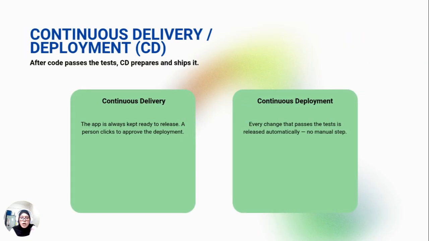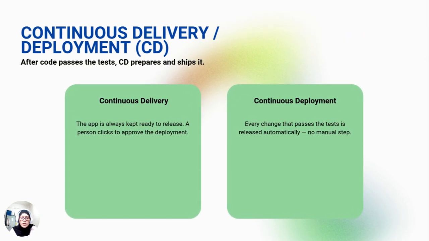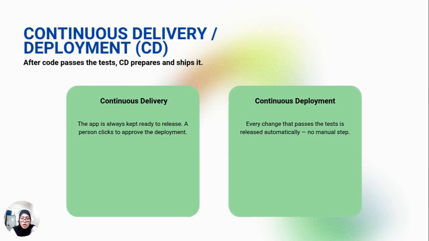And to continue, continuous delivery or deployment. This is what CD stands for, continuous delivery or continuous deployment. Once the code has passed all the automated builds and tests, CD takes over and automatically prepares the software for release. With continuous delivery, the application is always kept in a ready-to-release state, and a person simply approves it to deploy. With continuous deployment, it goes one step further: every change that passes the tests is released automatically with no manual steps at all. Either way, releasing software becomes fast, reliable, and repeatable, instead of a slow, stressful manual workflow.